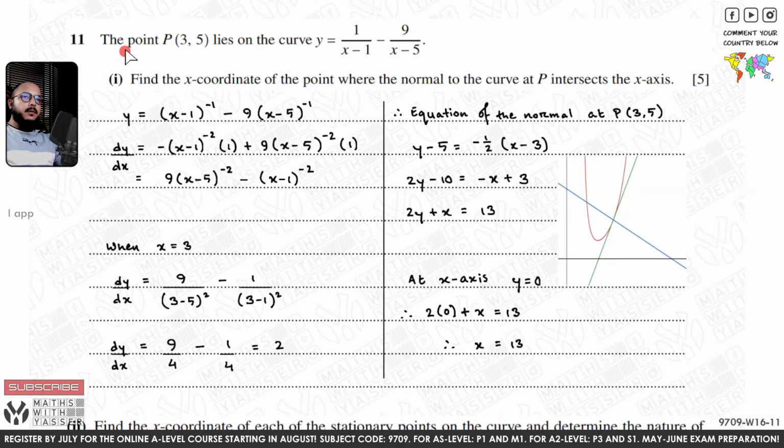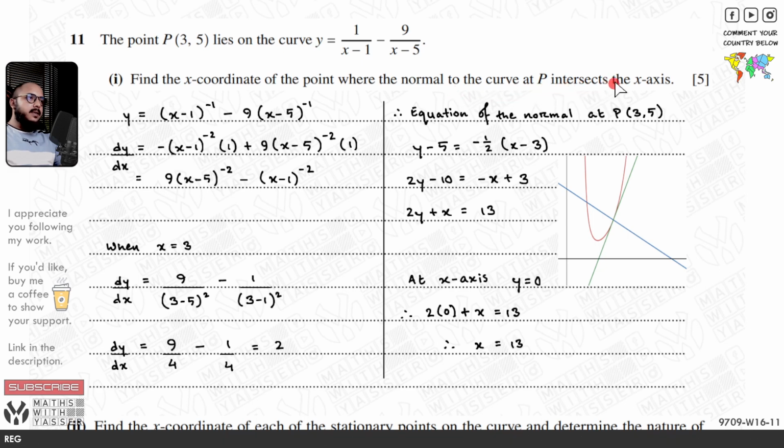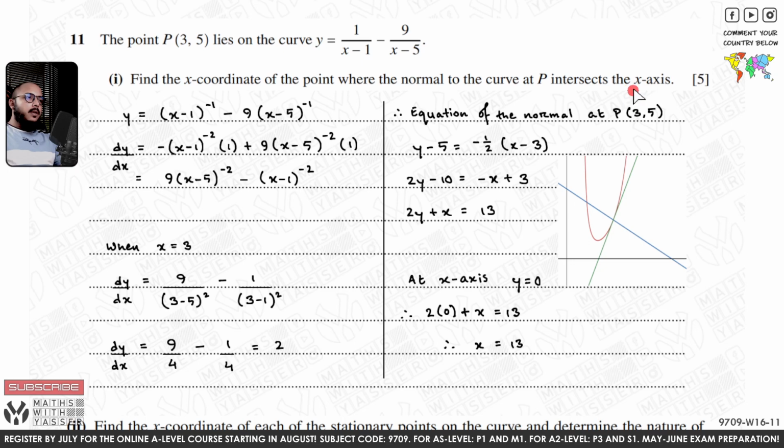Question number 11. The point P (3, 5) lies on the curve y equals 1 over x minus 1, minus 9 over x minus 5. We need to find the x coordinate of the point where the normal to the curve at P intersects the x-axis. So for this, you need to have an idea of what they're talking about. Let's consider this to be the y-axis and x-axis. This is just for explaining reasons. And let's say this is the curve that they're talking about.